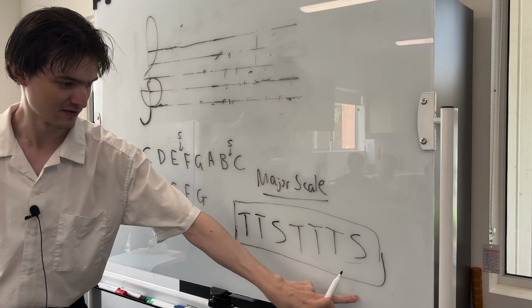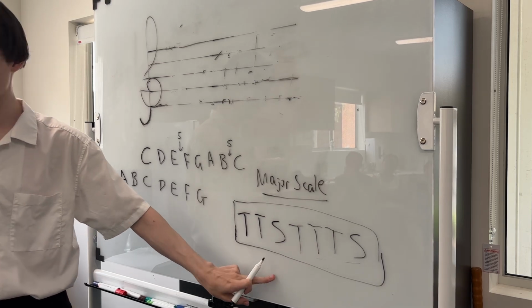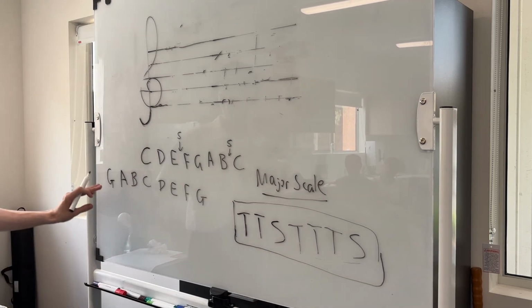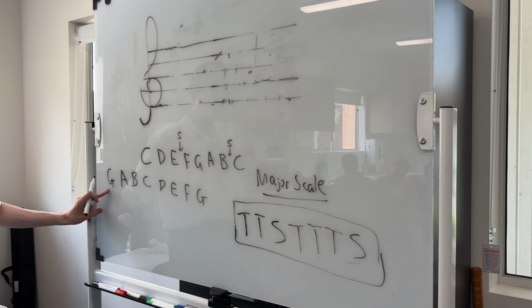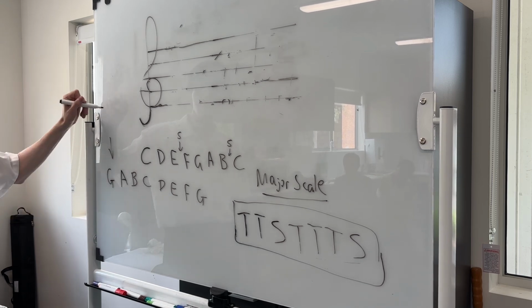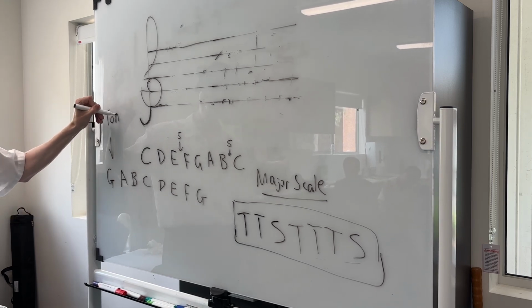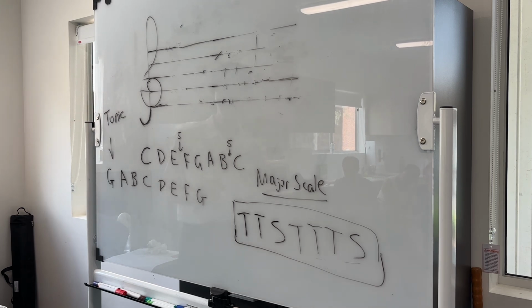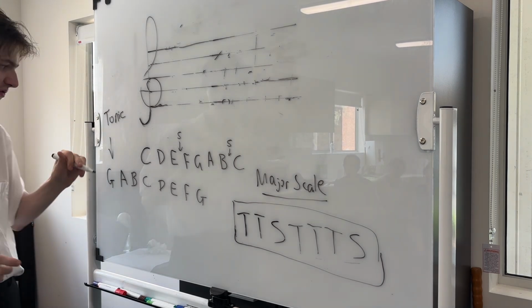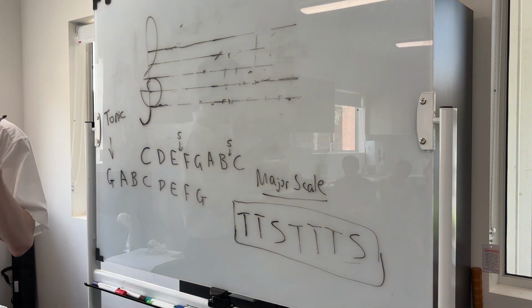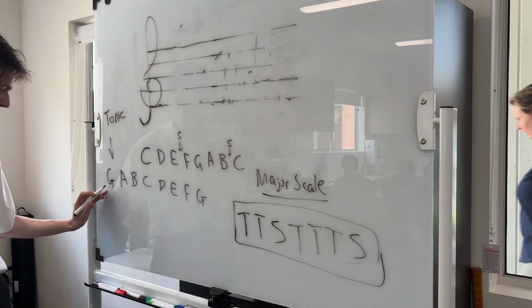Firstly, does this rule still apply? Tone, tone, semitone, tone, tone, tone, semitone. Now G is our starting note. The starting note is known as the tonic of the scale. It's kind of like home. Whenever you see the G and you're in G major, you're back home. Okay, so G's our tonic and we'll start here.